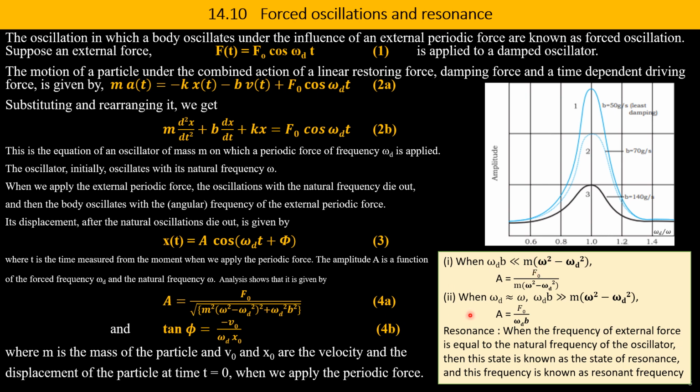But in the second case, when omega d is approximately equal to omega, omega d into b is far greater than m into omega squared minus omega d squared. The amplitude A is equal to F naught by omega d into b. This is plotted in the graph. Thus, resonance is when the frequency of the external force is equal to the natural frequency of the oscillator. This state is known as the state of resonance, and this frequency is known as the resonant frequency.